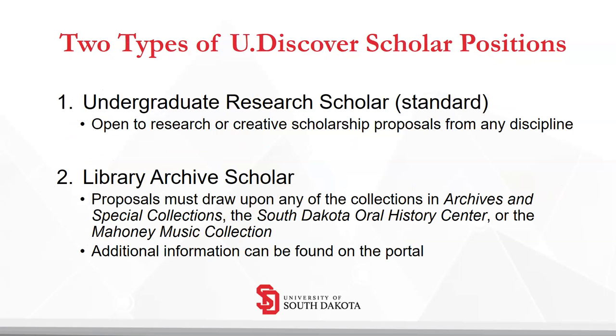Now, there are two types of U.Discover positions that are available. The first one is what we would consider our standard position. This is an undergraduate research scholar, and so it's open to any proposal or project or student who is conducting research or creative scholarship from any of the disciplines on campus. We also have a special second type of position, which is what we call the library archive scholar. Now, these scholars and these positions are based on the type of proposal that is presented by the students.